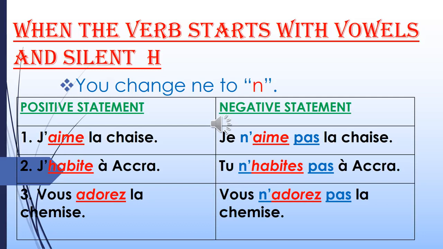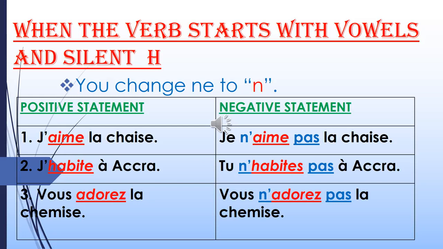So we have two statements over there, positive statements and negative statements. Now let's look at the first one. J'aime la chaise. J'aime la chaise means I like the chair, or we can say I love the chair. Now the negative statement will be je n'aime pas la chaise.